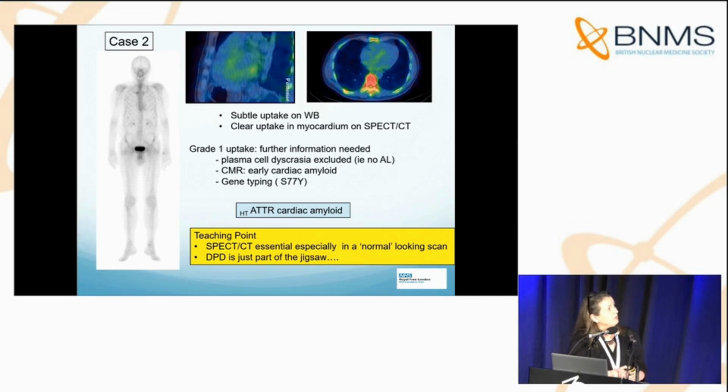And this genotype is typically associated with quite low-grade cardiac uptake. So again, my teaching point, getting a bit like a broken record here: SPECT-CT, especially useful in a normal-looking scan, and the DPD, don't just use it alone.